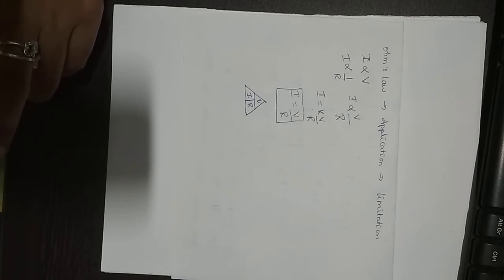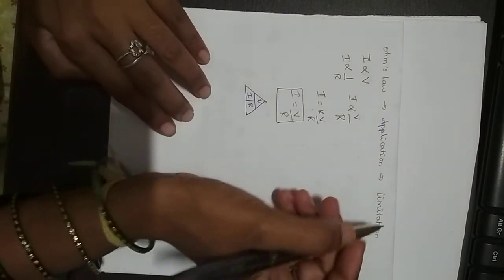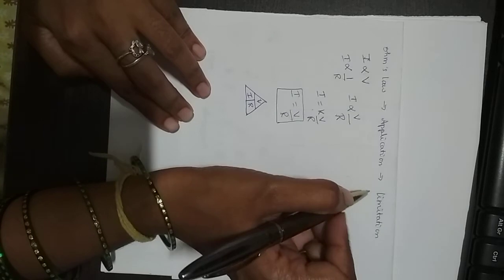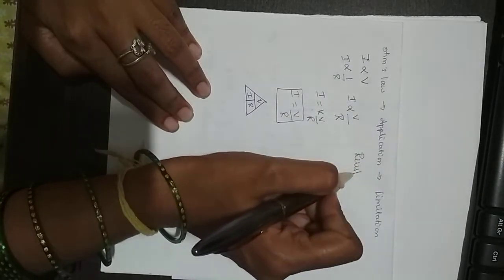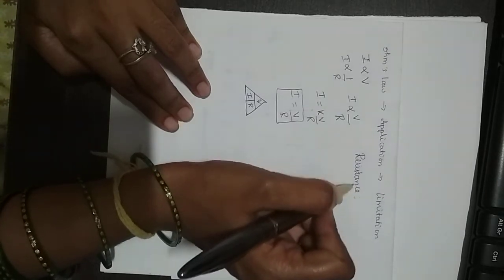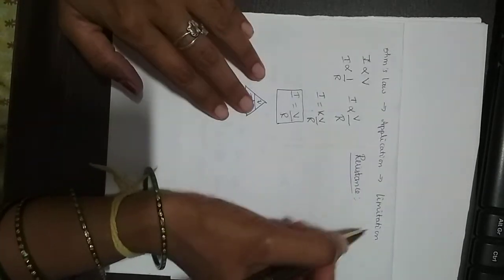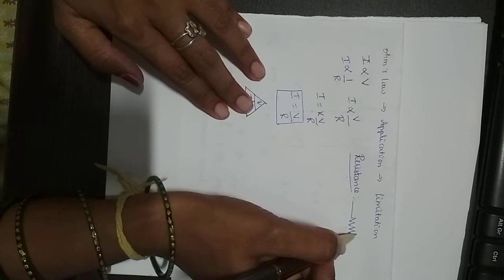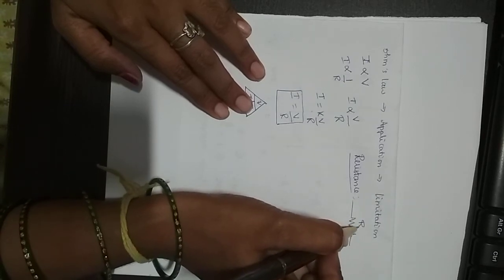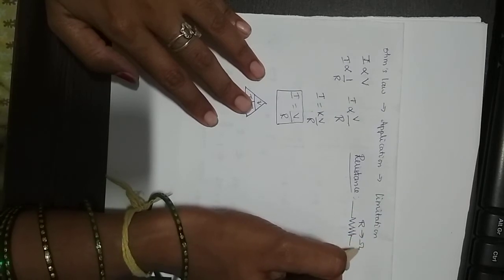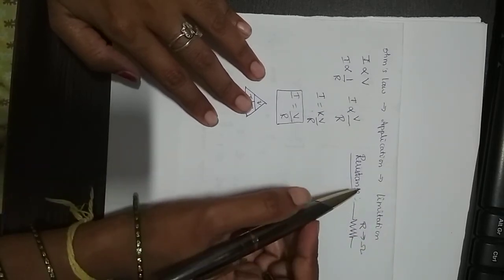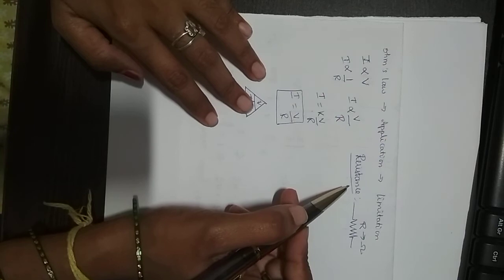So next topic is resistance, law of resistance and specific resistance. So first of all, what is the meaning of resistance? So resistance is the material property which opposes the flow of current, that is represented as R and unit is ohm. So this is the definition for resistance.